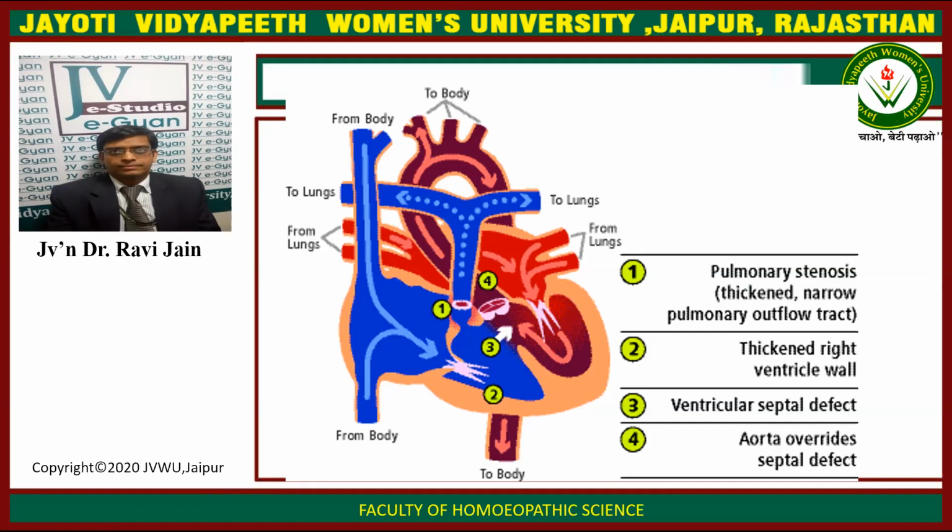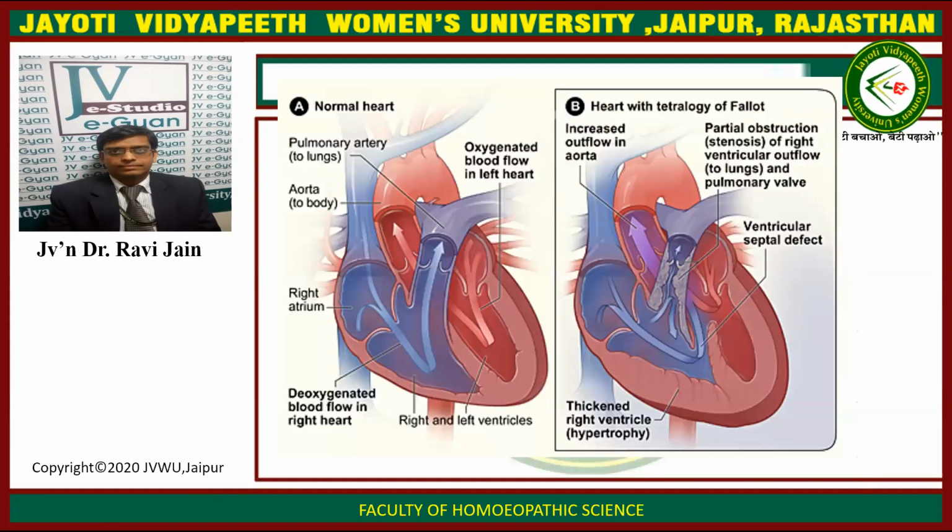I will again repeat. 4 things in tetralogy of Fallot. Tetralogy means 4. So 4 pathological conditions are there. Number 1, pulmonary stenosis is there. Due to pulmonary stenosis, there is thickened right ventricular wall because more pressure has to be applied to pump the blood. There is ventricular septal defect, and number 4 is aorta overrides the septal defect.